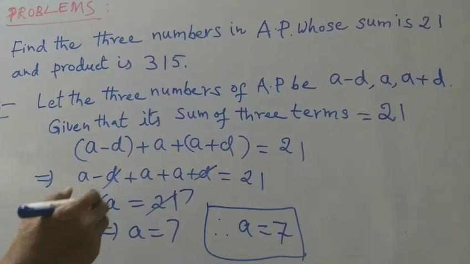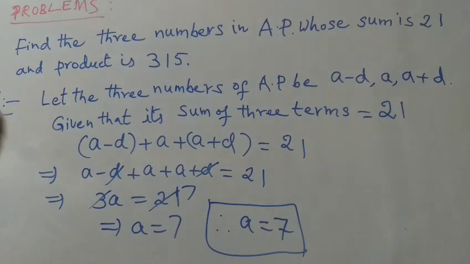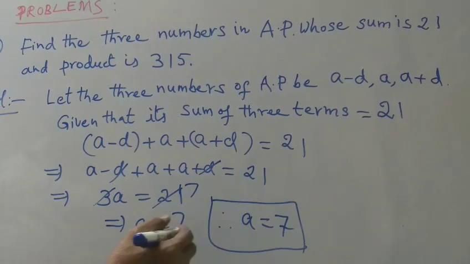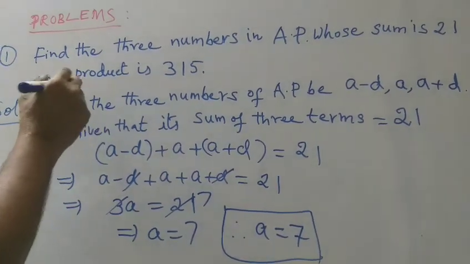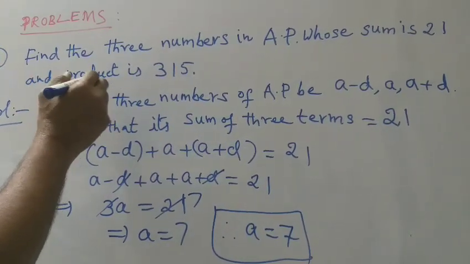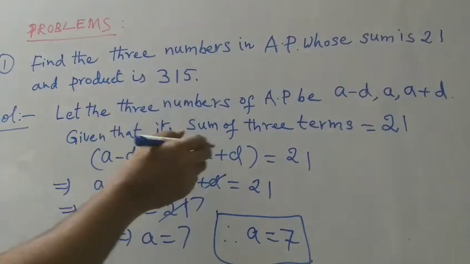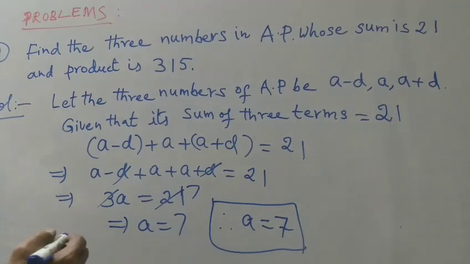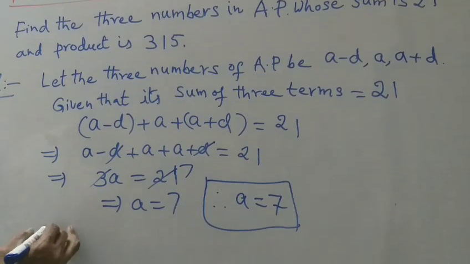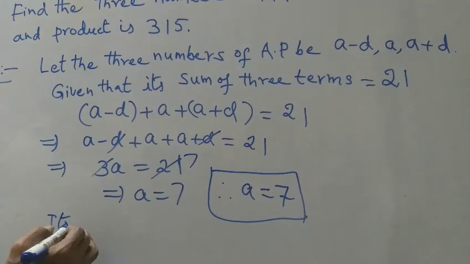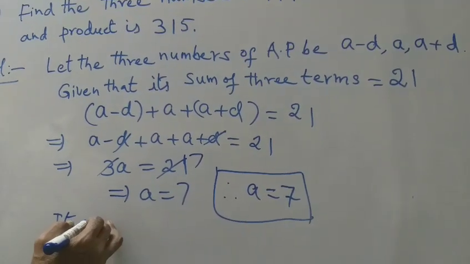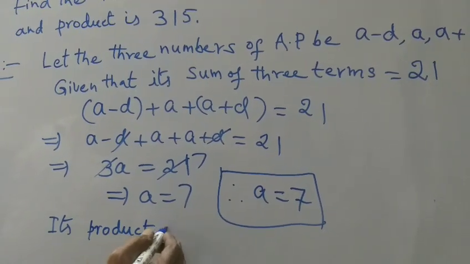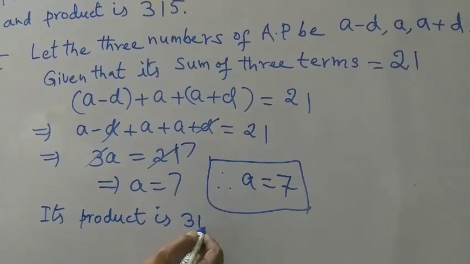By using the sum of the three terms, just we have got a is equal to 7. First term a. Now one more thing is also given in this problem, that is its product is 315. Its product is 315.